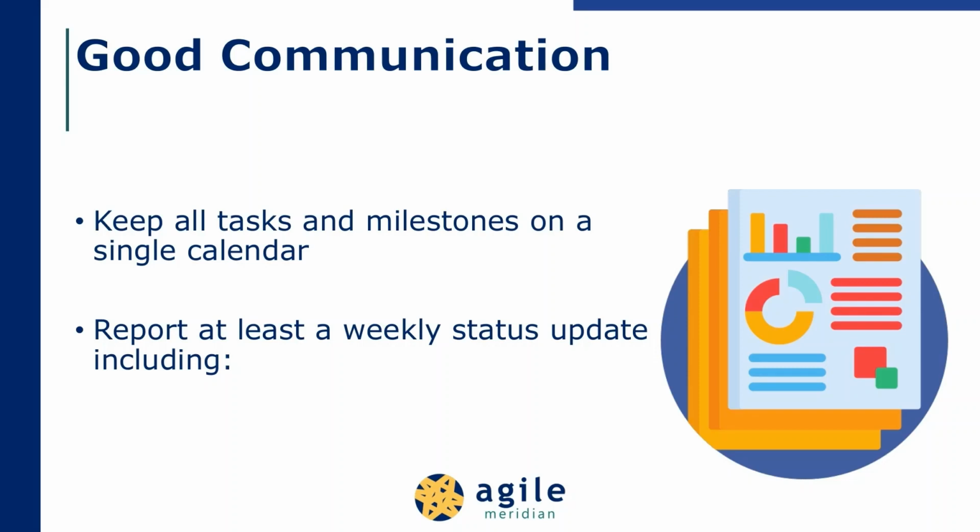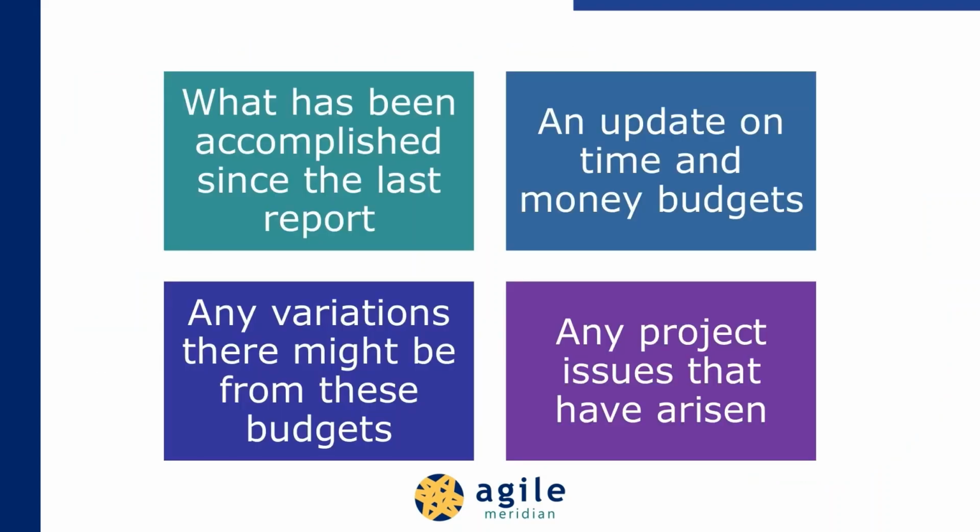The other major concern is reporting and communication. The communication requirements of small projects are generally smaller than those of large projects. However, regular communication is a key part of the success of any project, no matter what size. You should report at least a weekly status update. The status update should include what has been accomplished since the last report, an update on time and money budgets, any variations there might be from these budgets, any project issues that have arisen.